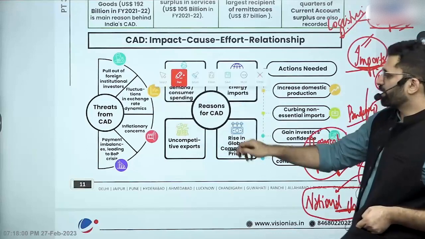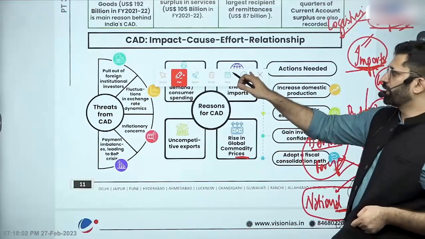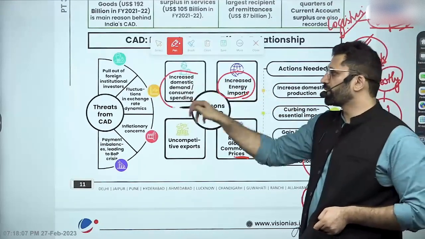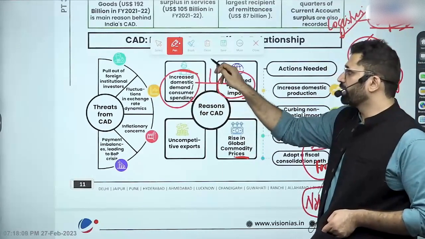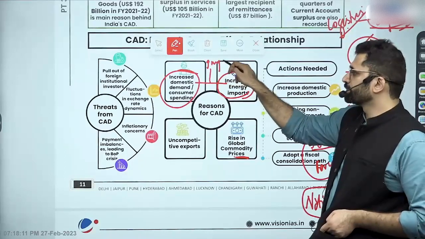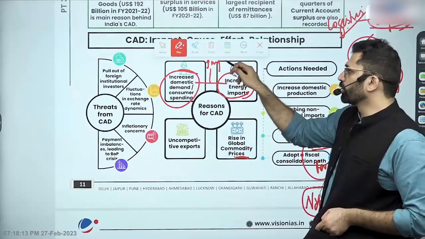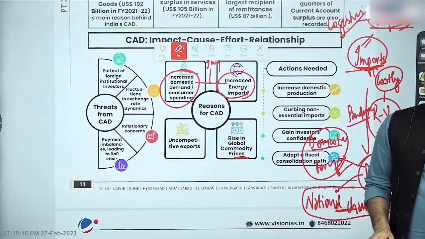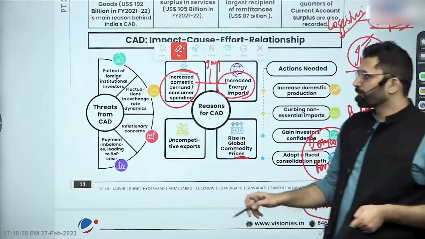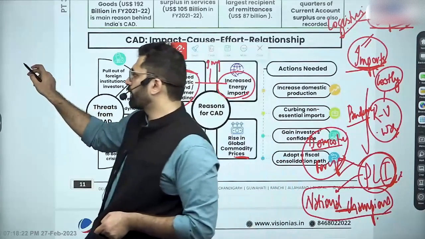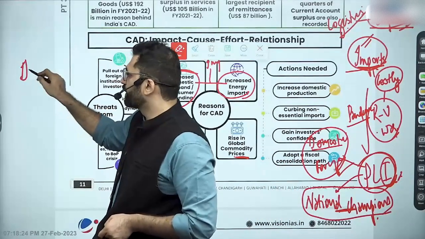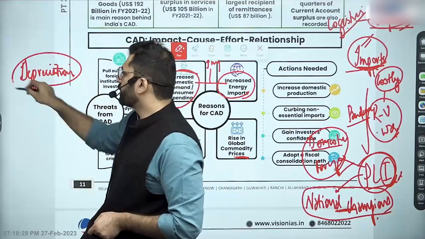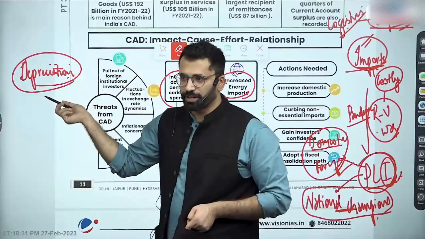Global commodity price, Russia-Ukraine war, and due to the pandemic, increased energy imports, need domestic demand, consumer spending. This is increase in quantity of imports. What could be the implication of increasing current account deficit? If the imports are increasing more, you can have depreciation of the currency. Depreciation is what is reducing the competitiveness.